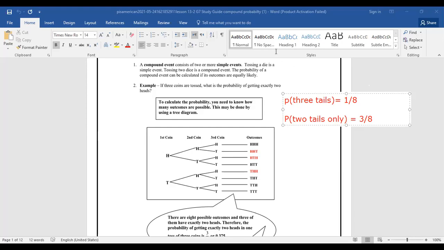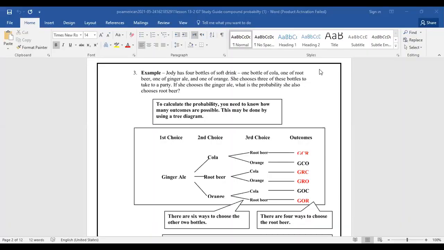Okay, so this is how we can use the tree diagram to find the compound event. And we said, what is the meaning of compound event? A compound event consists of 2 or more simple events. Again, what is the meaning of compound event, grade 7? It has 2 or more events. Okay, Adam, go on.